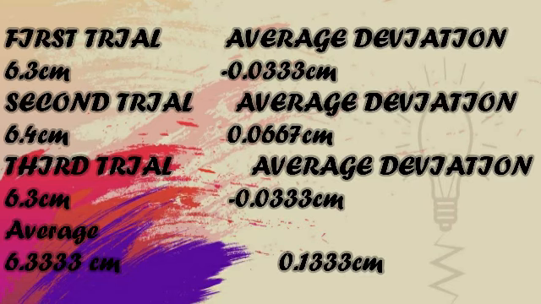First trial measurement, I got 6.3 centimeters. Second trial measurement, I got 6.4 centimeters. Third trial measurement, I got 6.3 centimeters. Total average is 6.3333. Average deviation. First trial average deviation is negative 0.0333. Second trial average deviation is 0.0667. Third trial, average deviation is negative 0.0333. Total average deviation is 0.1333.